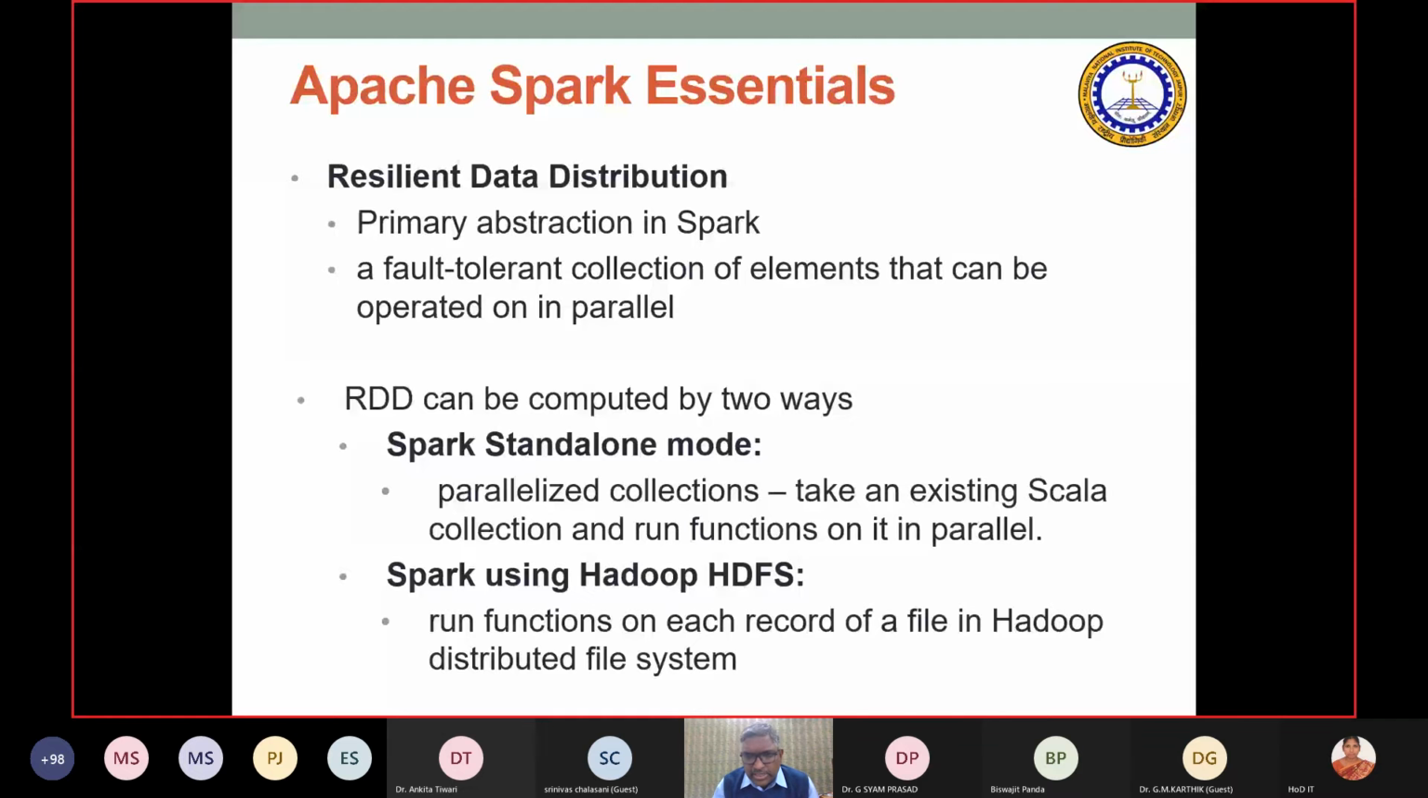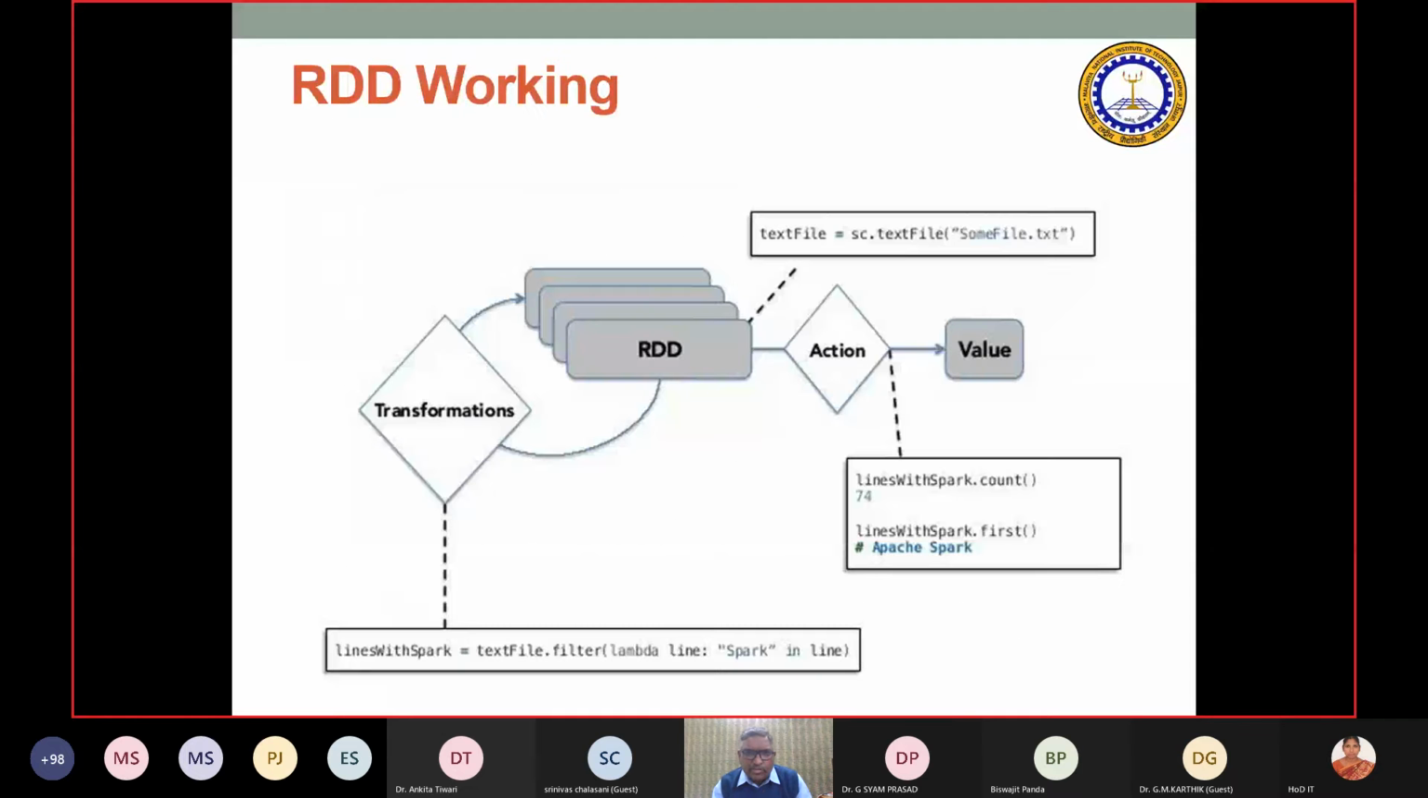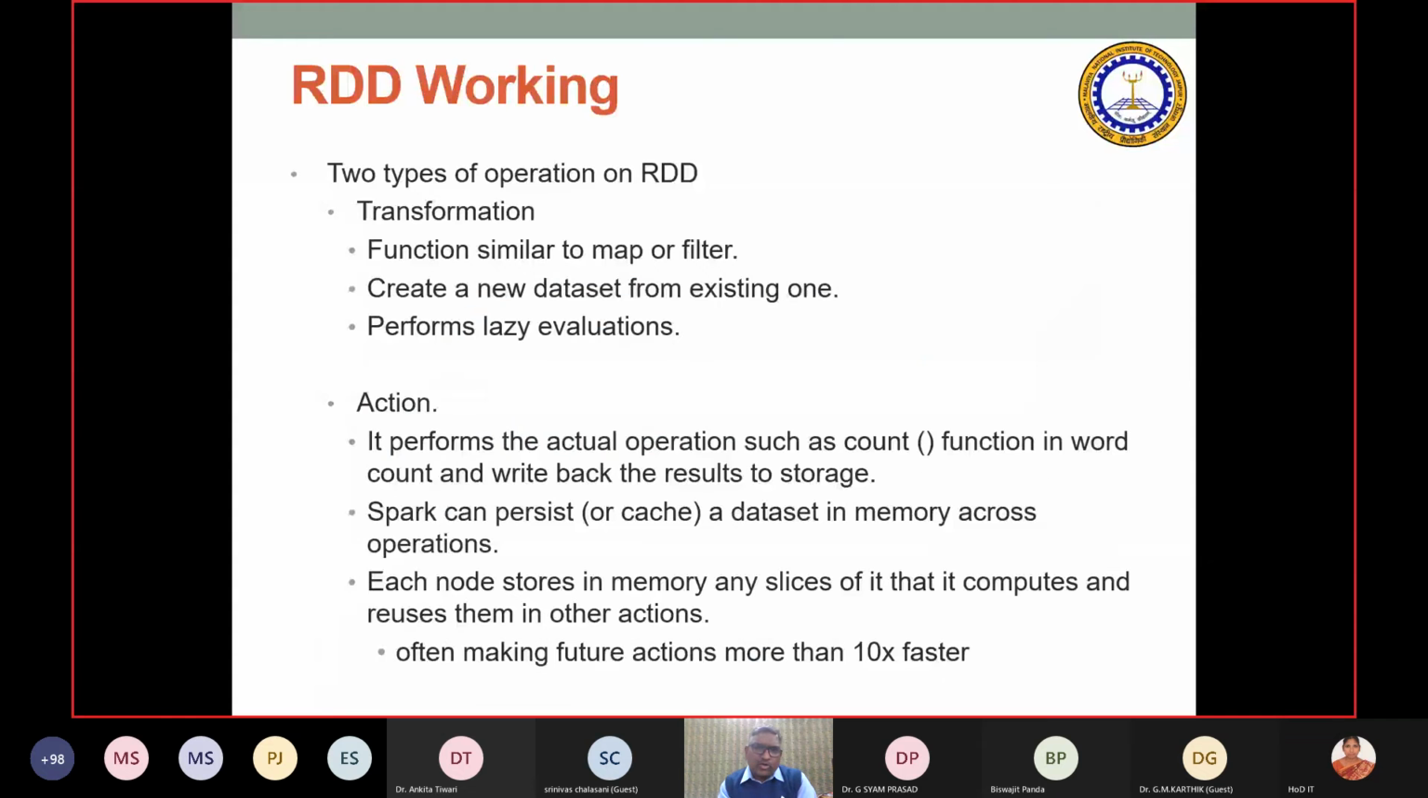And you run the functions on each record of a file in the Hadoop distributed file system. So this is how the code goes. It's usually the mechanism of how it is done, right? There are again two types of operations in RDD. Of course, RDD may be a little heavy for you, but if you are very interested in understanding Spark, you must understand how RDD works. So I can share two papers which are basically Spark related, on resilient distributed datasets. You can try to look at that.